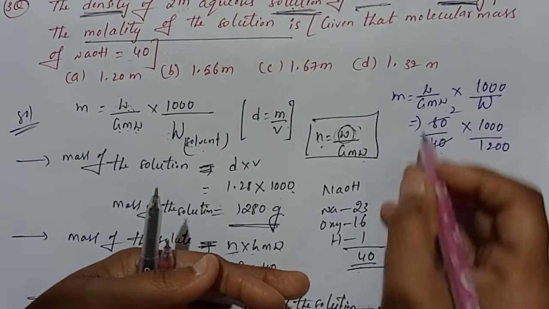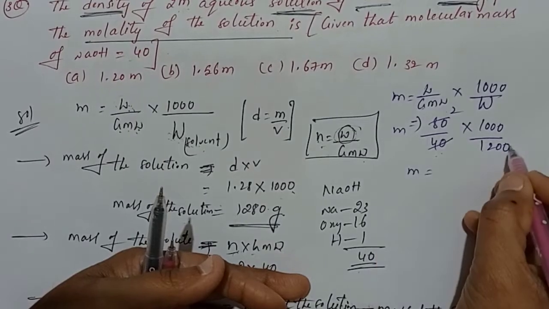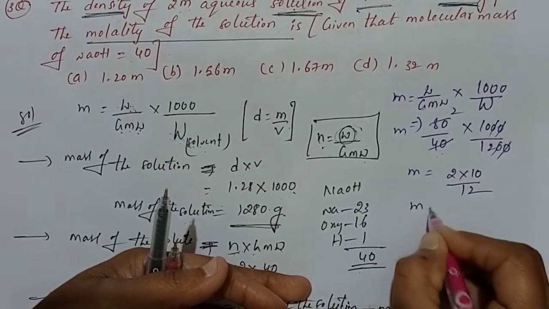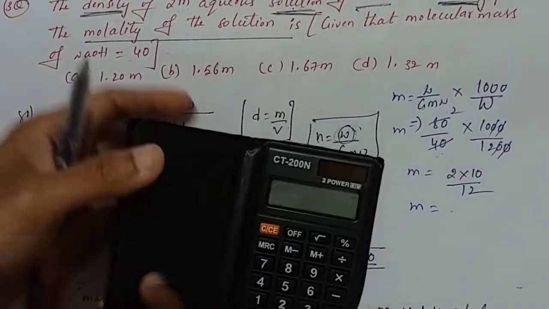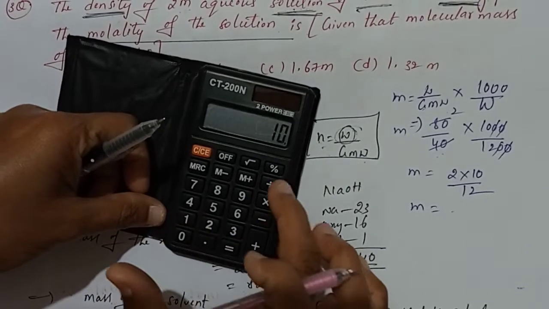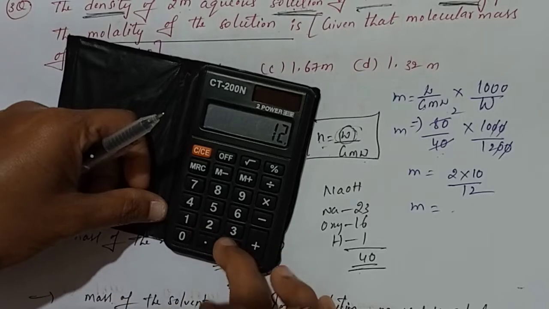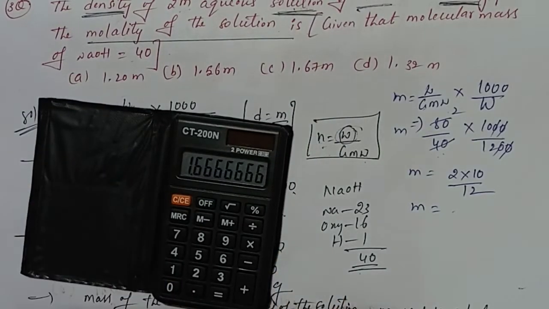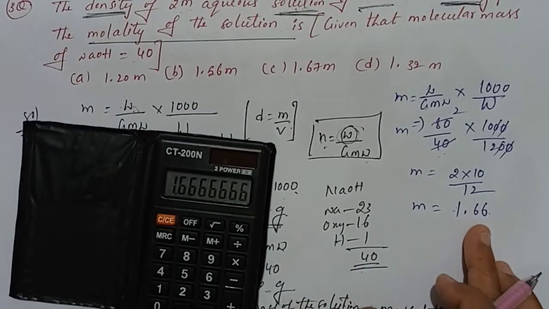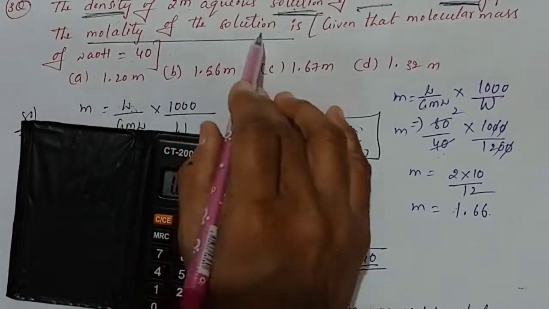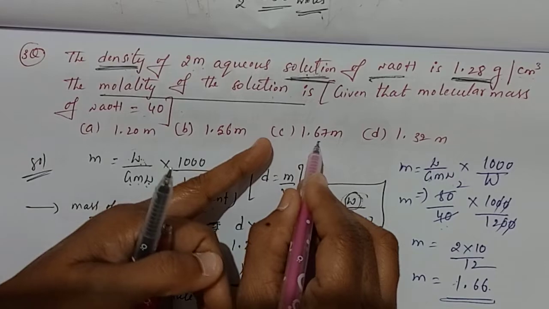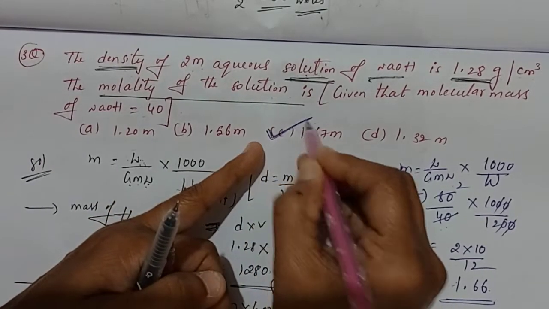80 by 40, how many times, students? 2 times. This is M. M is equal to this one, 2 zeros cancel. That means 2 into 10 by 12. 2 into 10 divided by 12. So the answer is 1.66. Clear this one? So this is the molality of the solution we calculated, 1.66. It is approximately equal to 1.67 moles. Understanding, students? So this is the correct option.